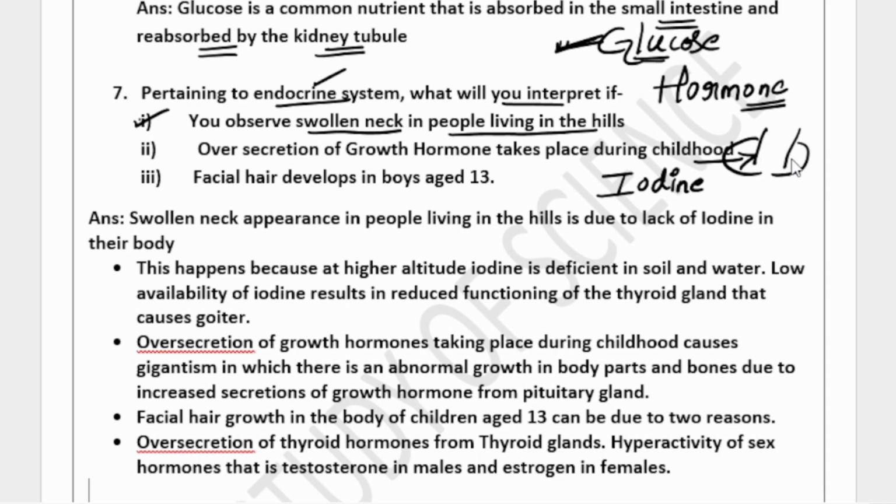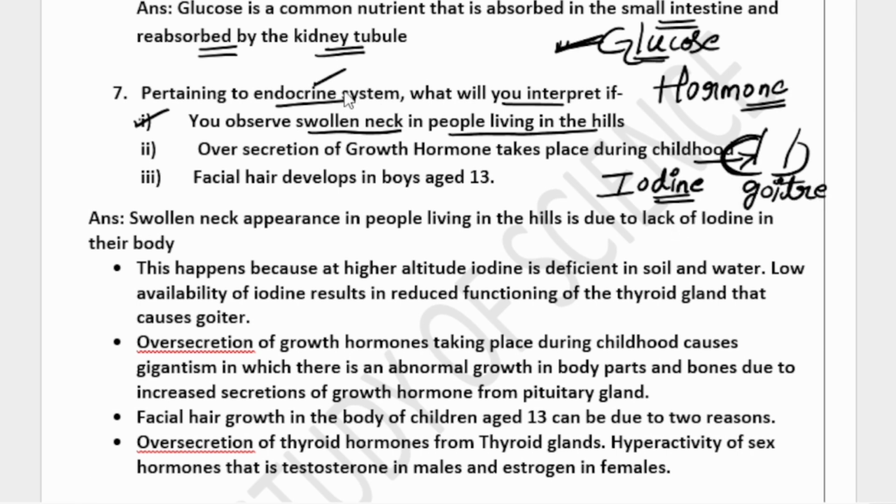When there is deficiency of iodine, what happens? Thyroid gland does not function properly. And when thyroid gland does not function properly, what happens? Thyroxine hormone is not released. Correct? So basically deficiency of iodine leads to the swollen neck, and this condition is called what? This condition is called goiter.